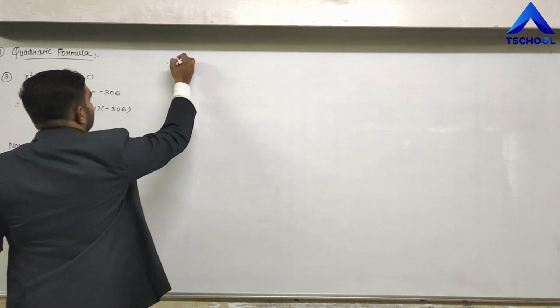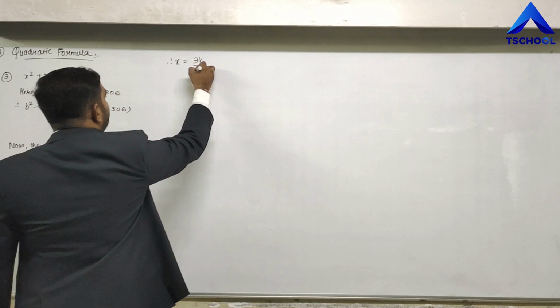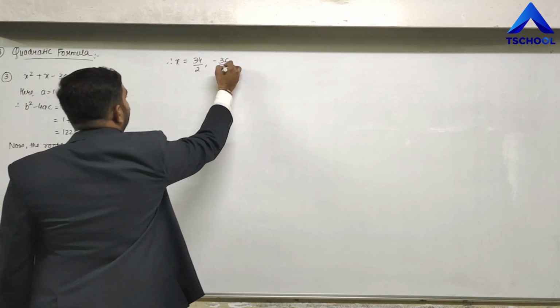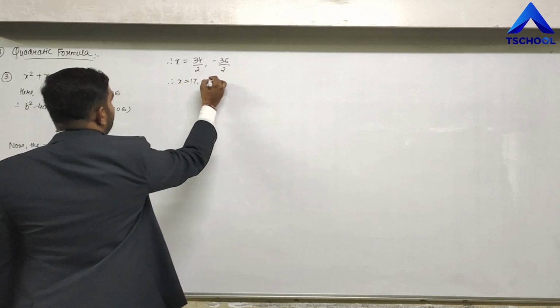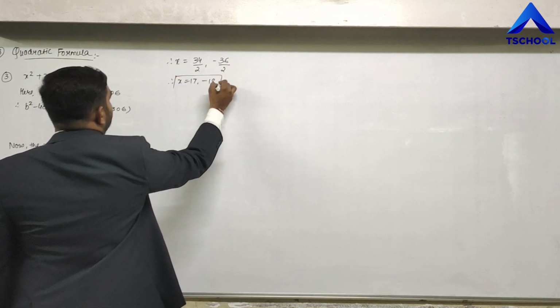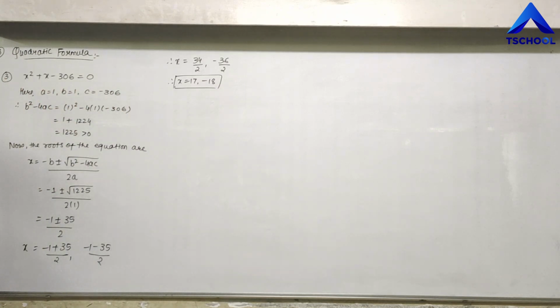Hence this leads me to x equals 34 by 2 and minus 36 by 2. Hence x is equal to 17 and minus 18, right? So the solution of the given equation is 17 and minus 18. Is it clear?